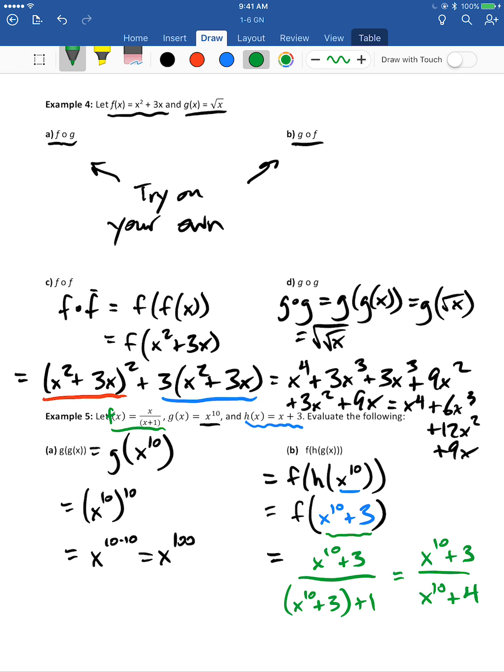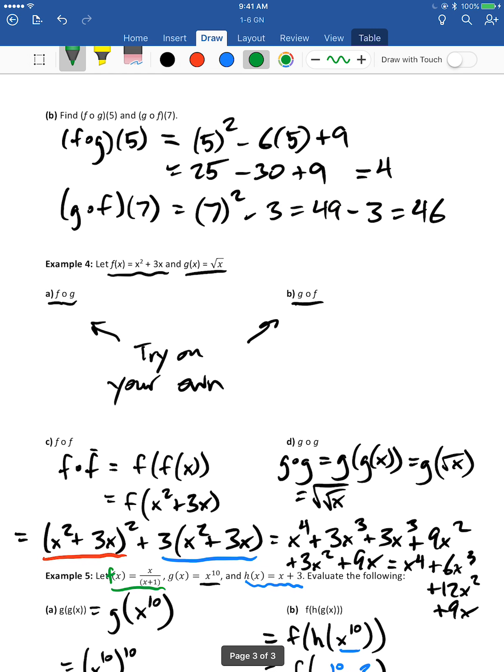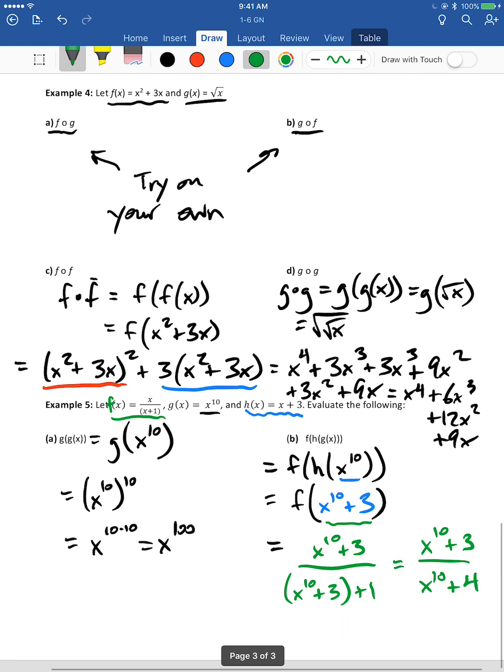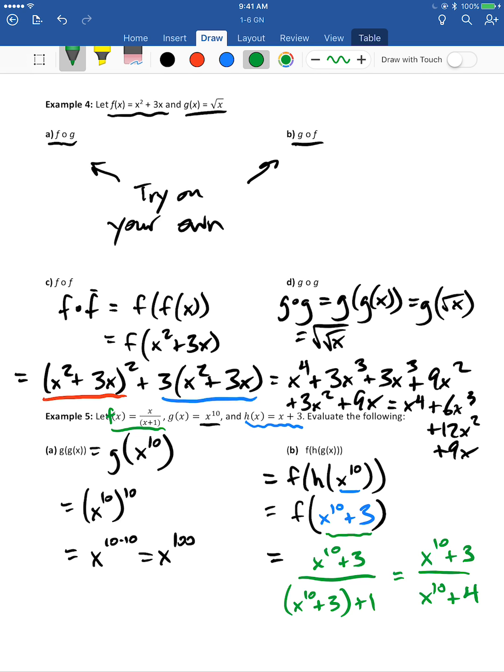Composing functions, we're going to have some activities to do in class. Hopefully this makes some sense to you. If not, rewatch parts of this video that were confusing for you, write down your questions, work through examples. Don't be afraid to reach out.